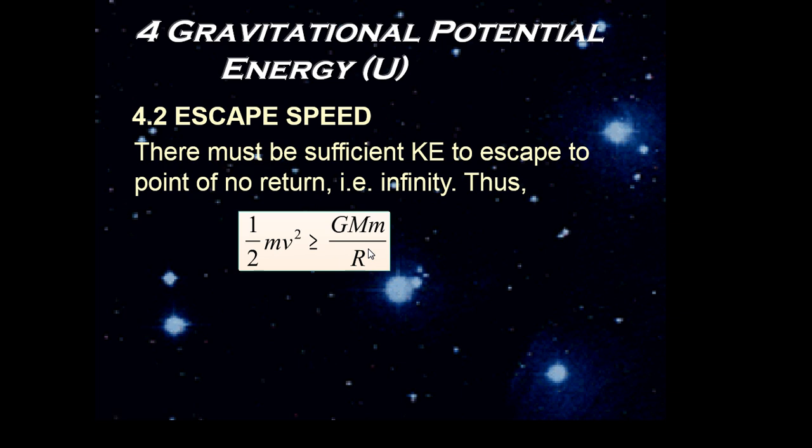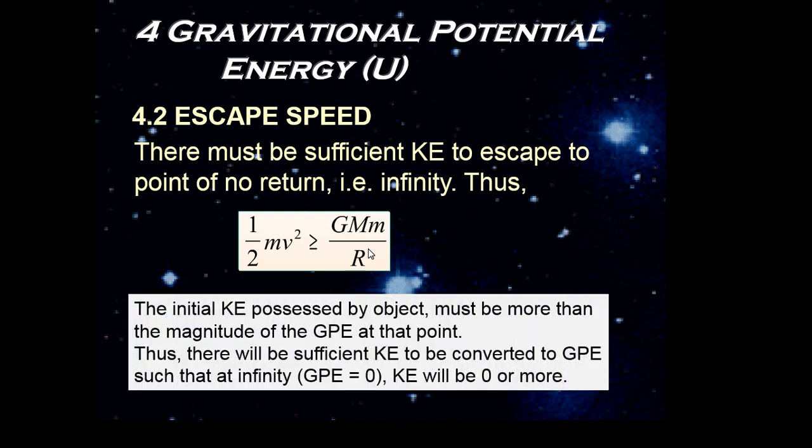Okay? That means the KE you must give an object must be the magnitude of the GPE that it has at the surface of the planet, whichever planet it is. Rearranging, so just read the words. The initial KE must be more than the equal sign, people can understand, but why more than?